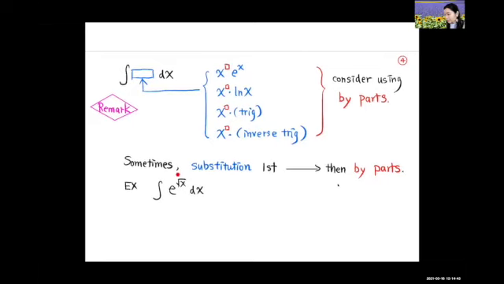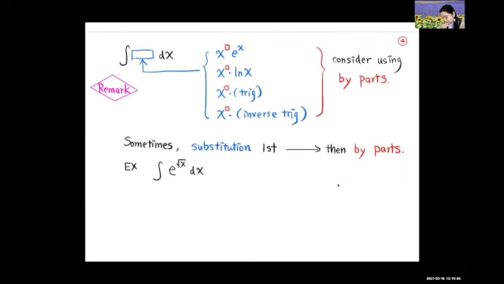Sometimes you might want to use substitution first and then do integration by parts. So you have to combine 2 methods. The first one you do substitution, and then later on you use the by parts method. So you use 2 methods in one exercise.